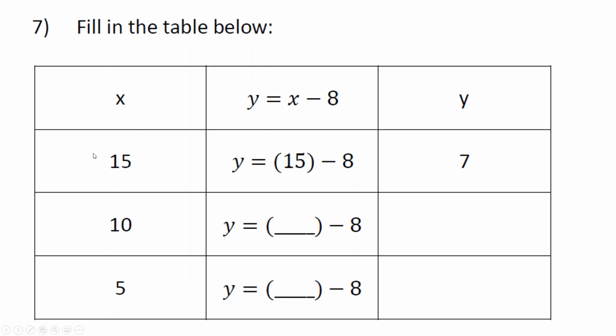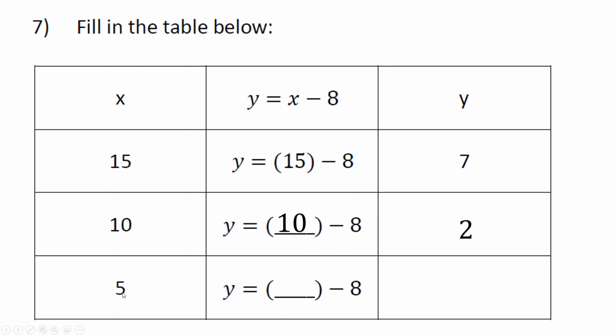Well, you take your first x and replace the x. So you go 15 minus 8. That gives you 7. So now it's going to be whatever x is minus 8. Well, I'm going to plug in a 10. 10 minus 8 gives me an output of 2. So y is going to be 2. When x is 10, y is 2.